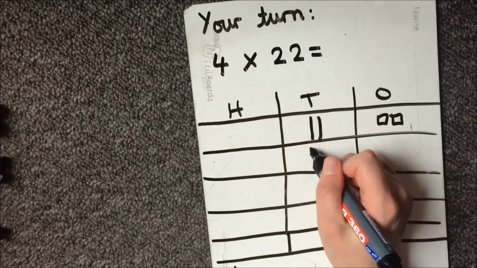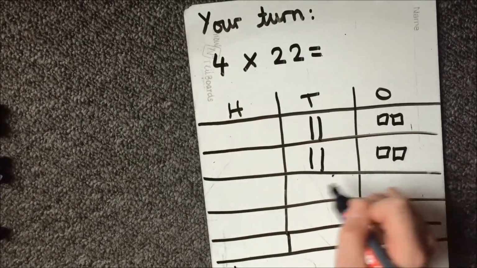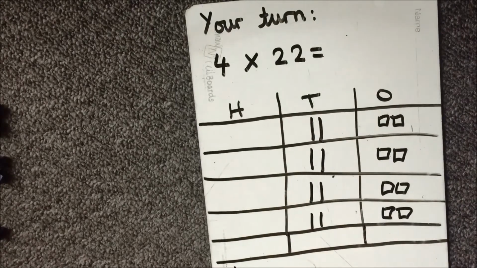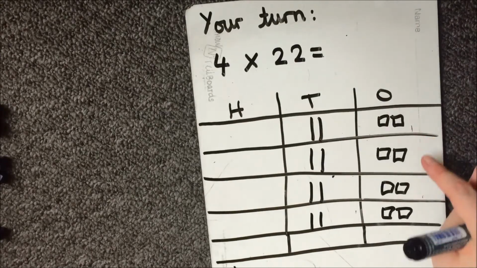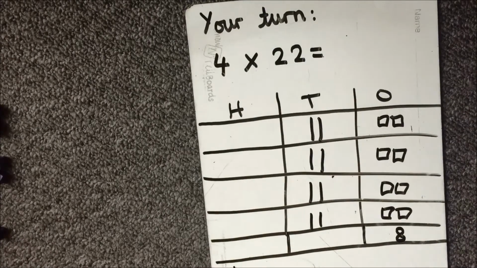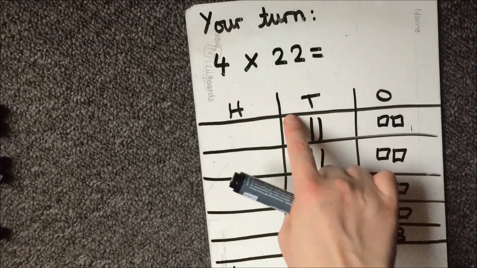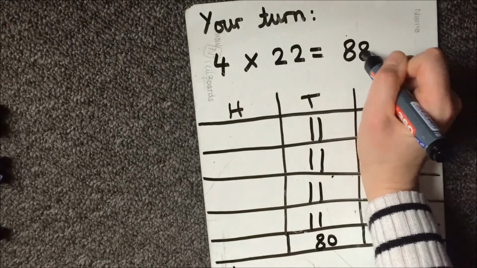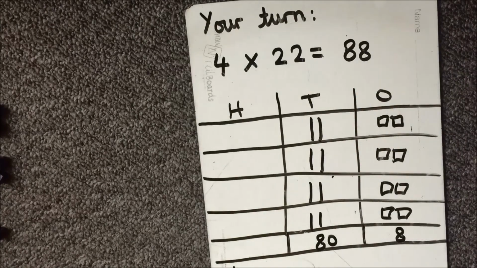I need 4 times 22. That's 2 times 22. 3 times 22. 4 times 22. You know what to do next. We have to add up the ones. We can count in twos. Ready? 2, 4, 6, 8. Then we're going to count in 20s here. Ready? 20, 40, 60, 80. My answer is 88. Well done. Let's see if we can do it as a partition now.